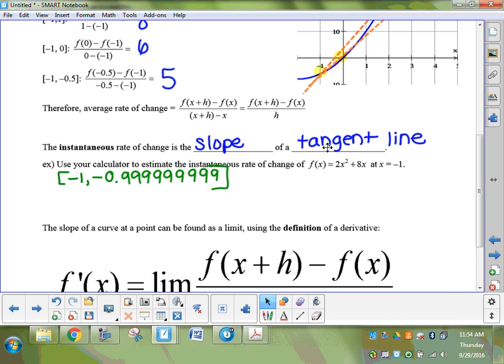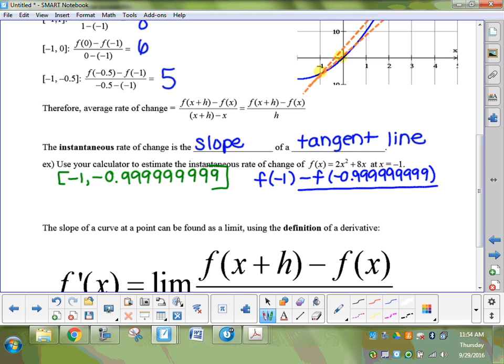So what we're going to need to do is evaluate the function at -1 minus the function at -0.9999999, all over -1 minus -0.9999999. Okay?